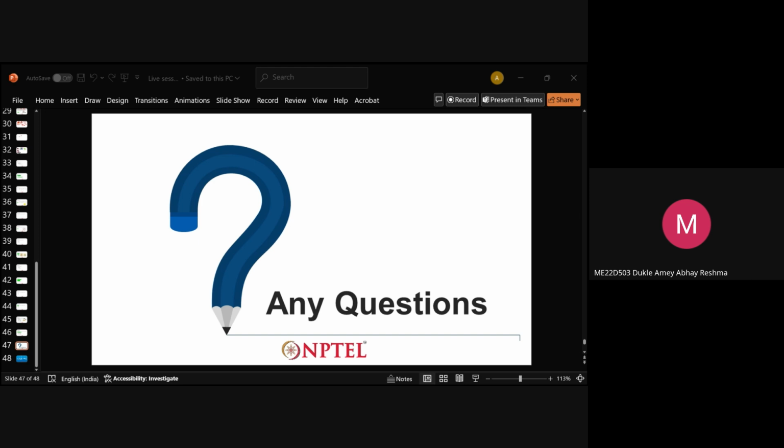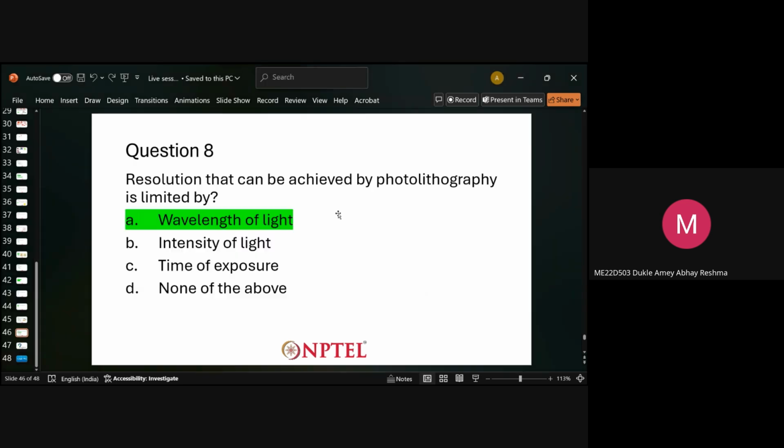Are you able to access the formula, ma'am? Yes, sir. But they're asking the resolution, sir. No, resolution is the wavelength, madam. So what will be the resolution? Let me go to where I explained it. So what is the resolution?